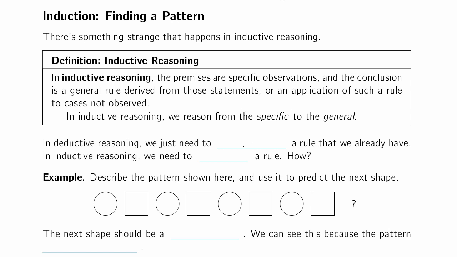In deductive reasoning, we just need to apply a rule. In inductive reasoning, we need to find a rule. Now, how do we find a rule? The answer is that to find a rule, we look for some sort of a pattern.